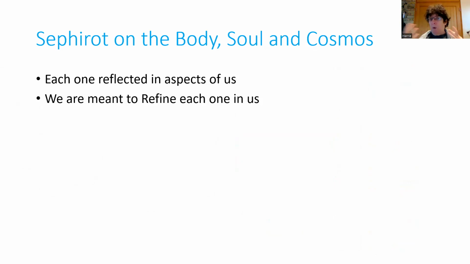The Sefirot, which I will talk more about next week, also each one is reflected in aspects of us. We have all of those things. Sometimes we love, sometimes we withdraw, sometimes we've got lots of confidence, sometimes we're very humble. And what we were meant to do when we came out of Egypt, basically, was refine all of this. And that's what we do.